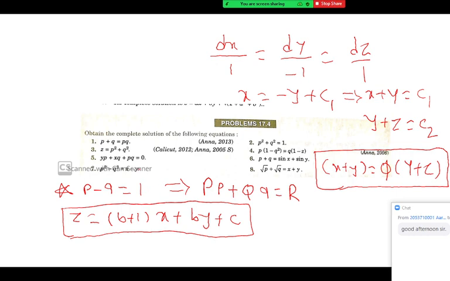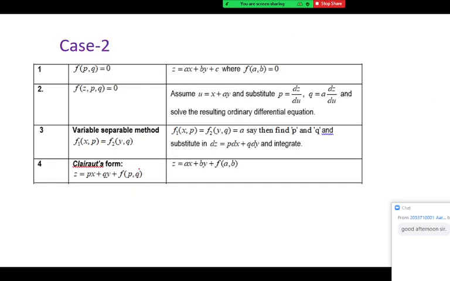Let me move to type 2, or case 2. Just focus only on the second case here, PQZ. If the equation contains only p, q, z, then we use the substitution u is equal to x plus ay. So z will become a function of u, and u is a function of x and y.